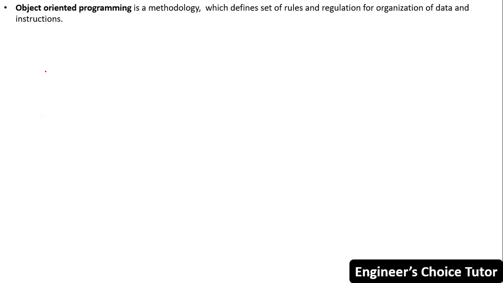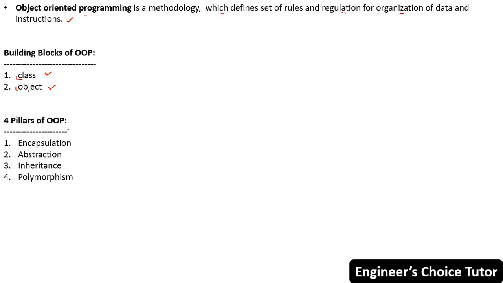So basically, object oriented programming is a methodology which defines a set of rules and regulations for organization of data and instruction. We will see this part in detail with respect to time. Fine. Now let's see something. We have the building blocks of OOPS. What are those things? Class and object. So basically, class is a blueprint of an object, and object is an instance of a class. Okay.